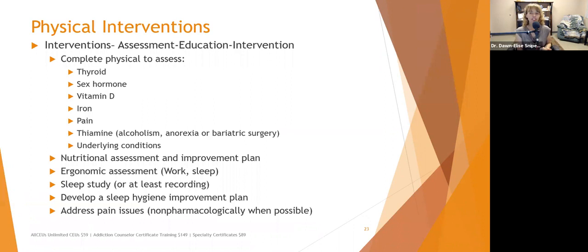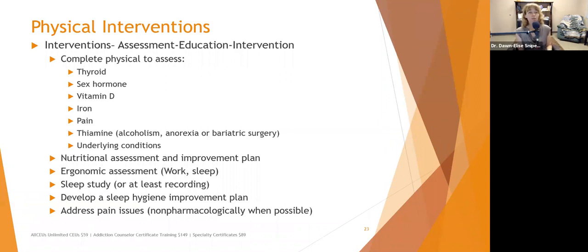We want to have a nutritional assessment and improvement plan if needed. We want to have them get an ergonomic assessment for both where they work and where they sleep. That's a significant portion of their day, to remove any causes or preventable causes of pain. If they're having difficulty sleeping, you may have them go for a sleep study. All of these assessments can get expensive. People may want to just chart how well they slept. If they have a fitness tracker, a lot of them monitor sleep now, so they can start keeping track of that to at least get an idea about how well they're sleeping.